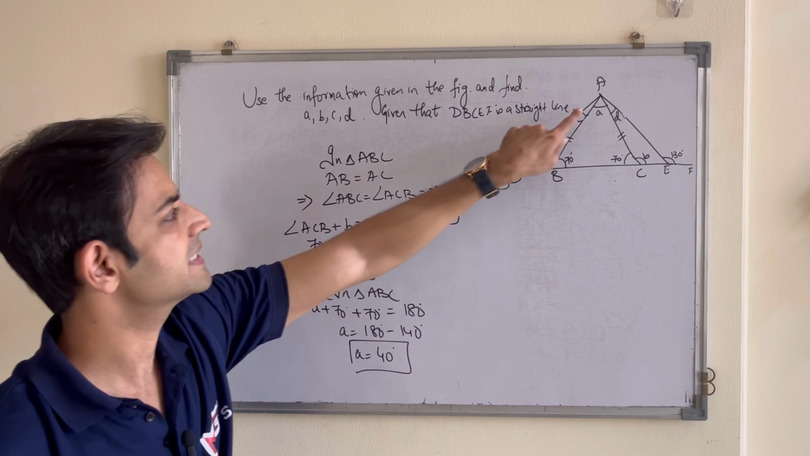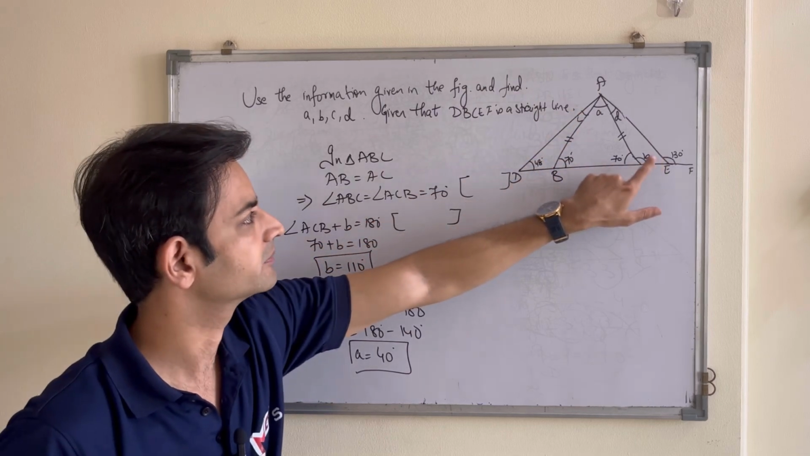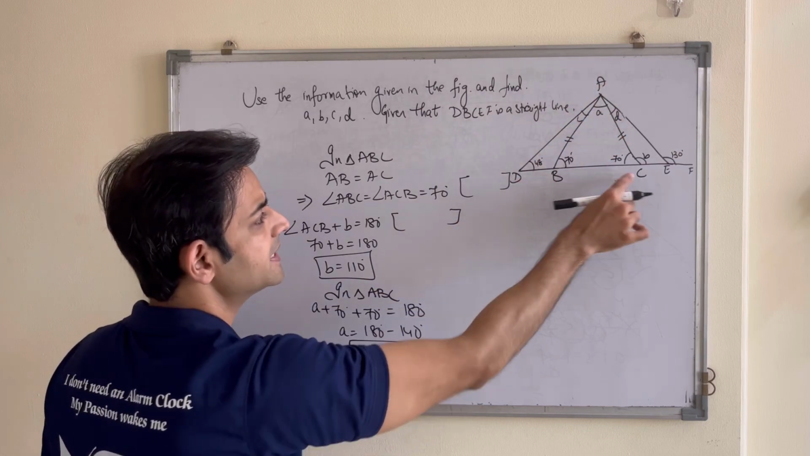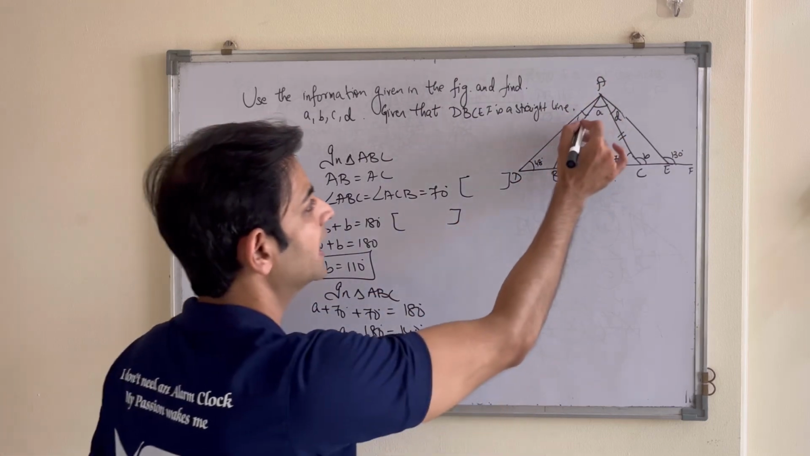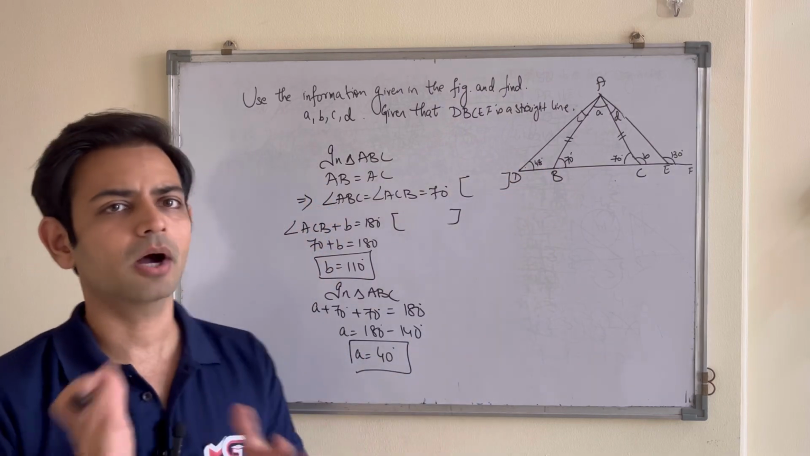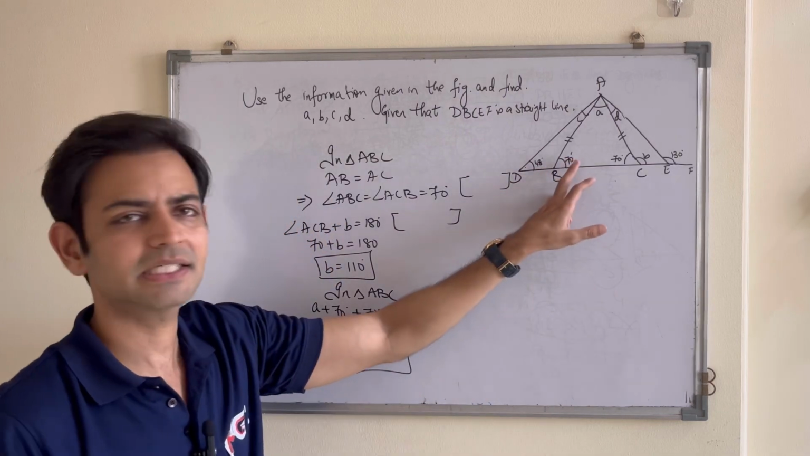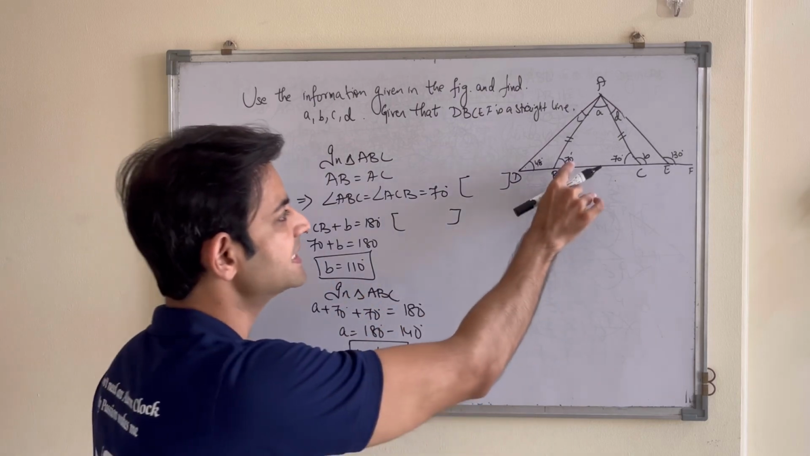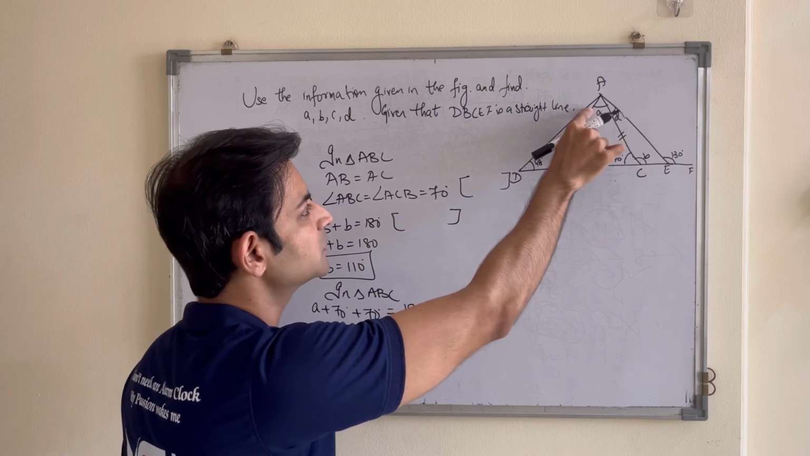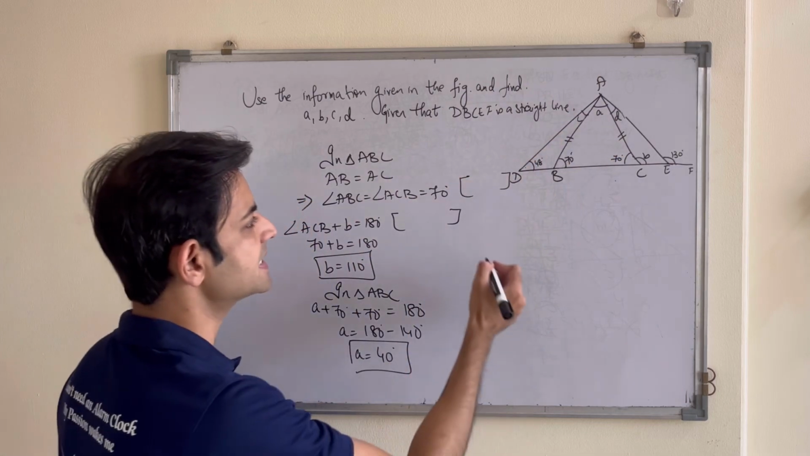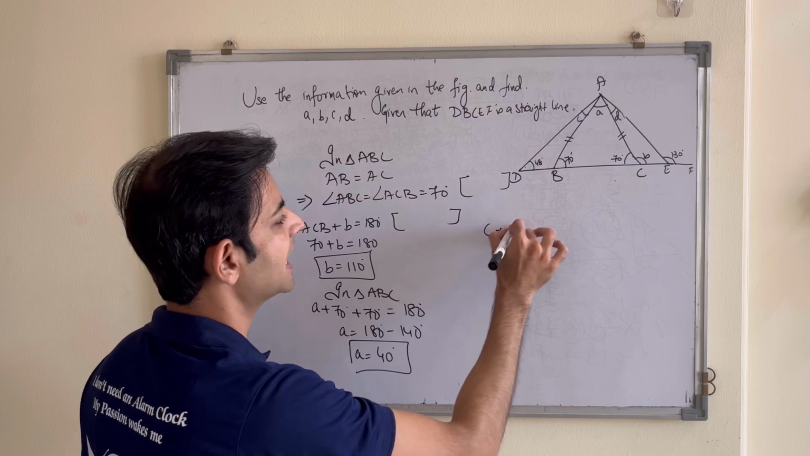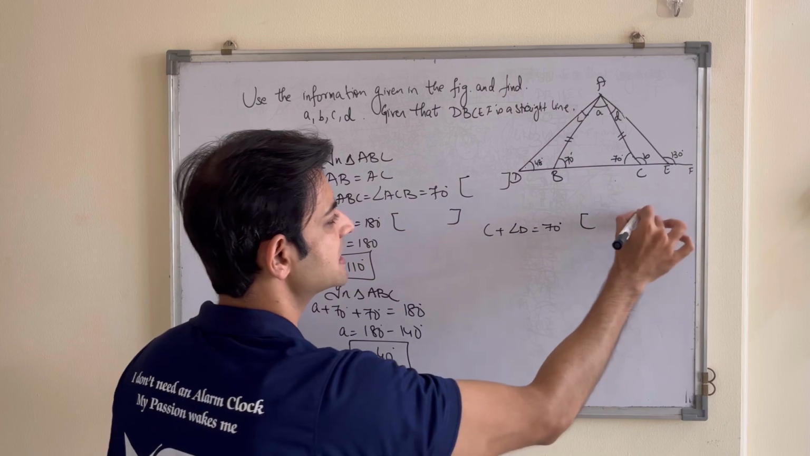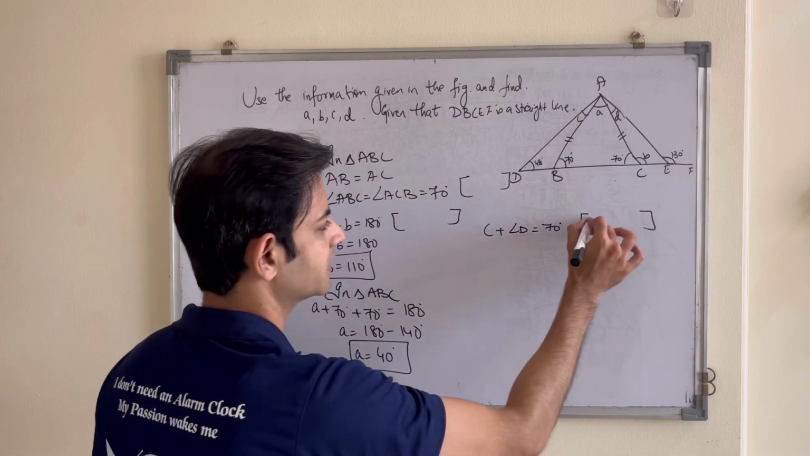Now we are supposed to find C and D here. So I can say this angle B, angle ABC, is the exterior angle to angle C and angle D. Now the property of exterior angle is that this exterior angle will be the sum of opposite interior angles. So this 70 degrees will be equal to C plus D. So we can say C plus angle D is equal to 70 degrees because of exterior angle. I'm just writing it here, exterior angle.